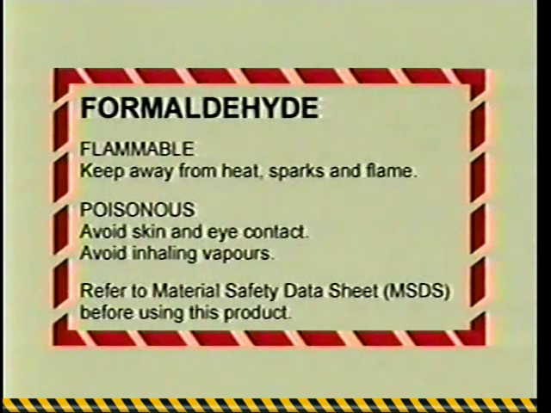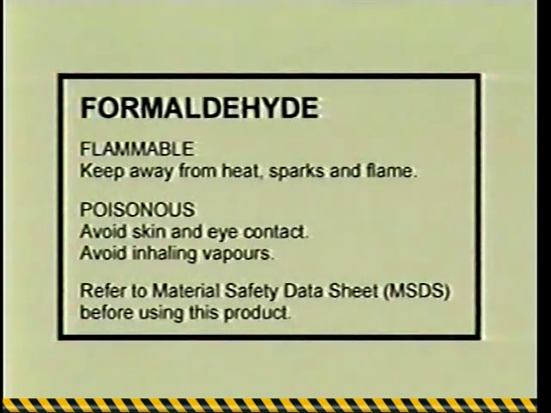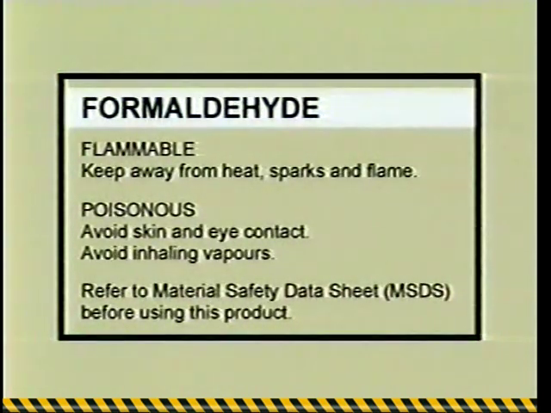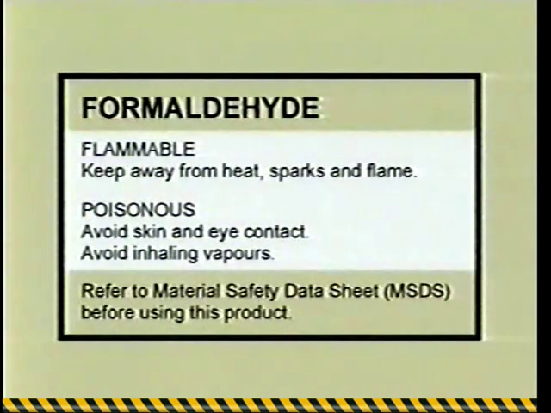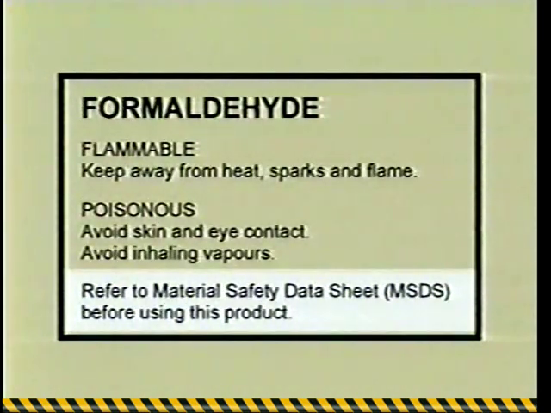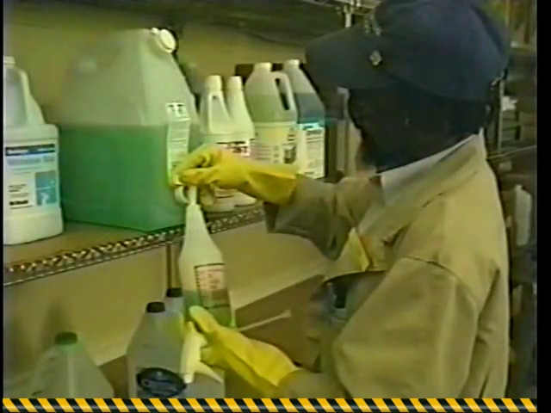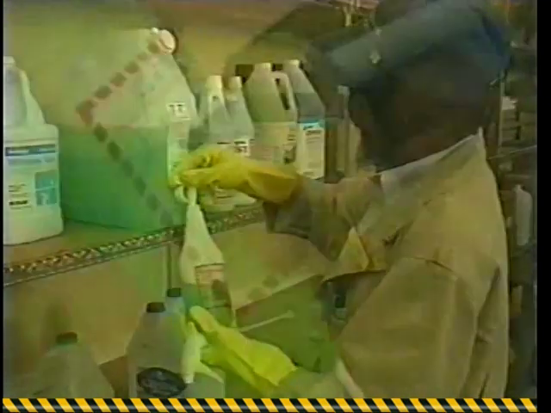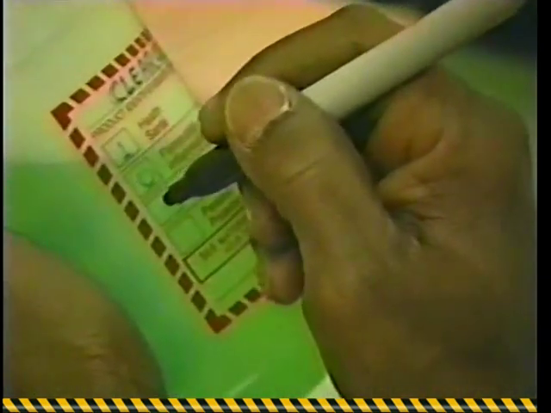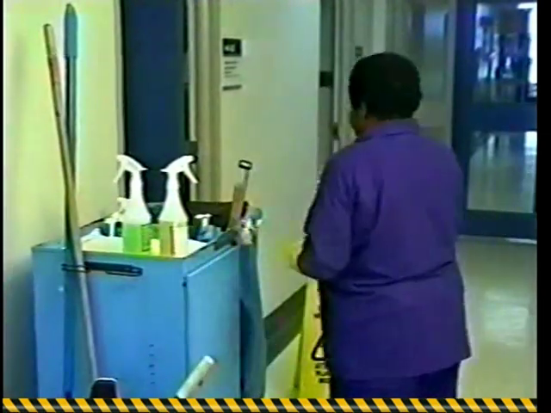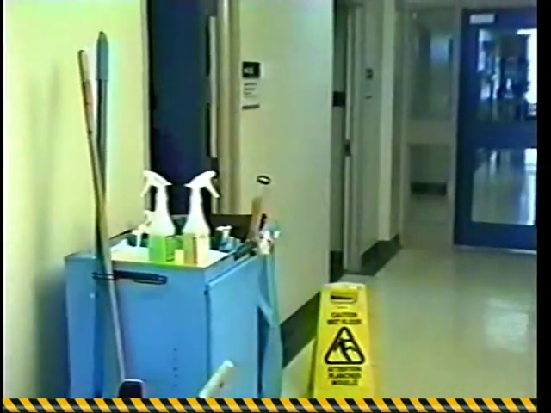The second label you should be familiar with is the workplace label. Workplace labels do not have to have a distinctive border, but they must include a product identifier or name of the product, safe handling procedures, and the statement, refer to MSDS. Workplace labels are used, for example, when you pour products from one container into a second one. If you find a container that is not labeled or has contradictory labels, let your supervisor know.